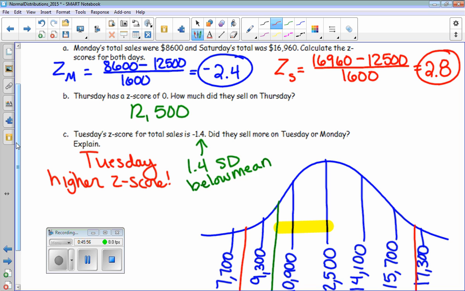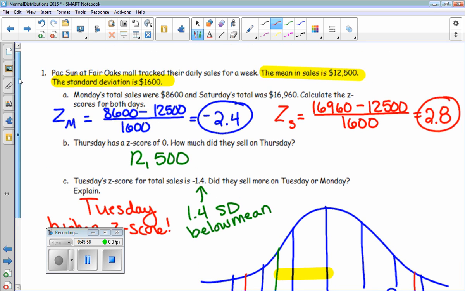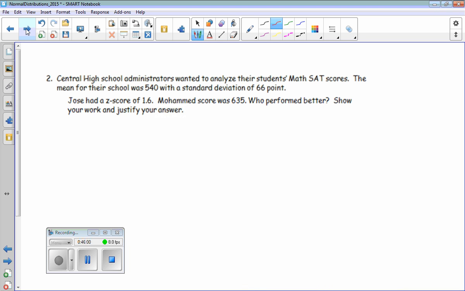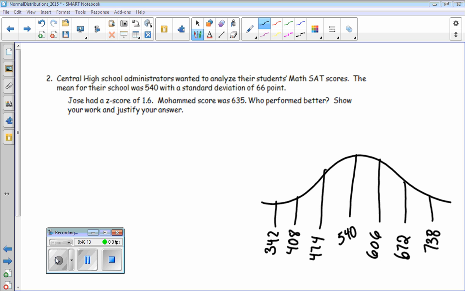How are we feeling so far? Not too bad? Not too bad. All right, let's look at question 2. I'm going to let you guys read it and try it. I would look at maybe drawing the picture as well. 1, 2, and 3 standard deviations above and below, and see how well we do. How would I answer this question, do you think?